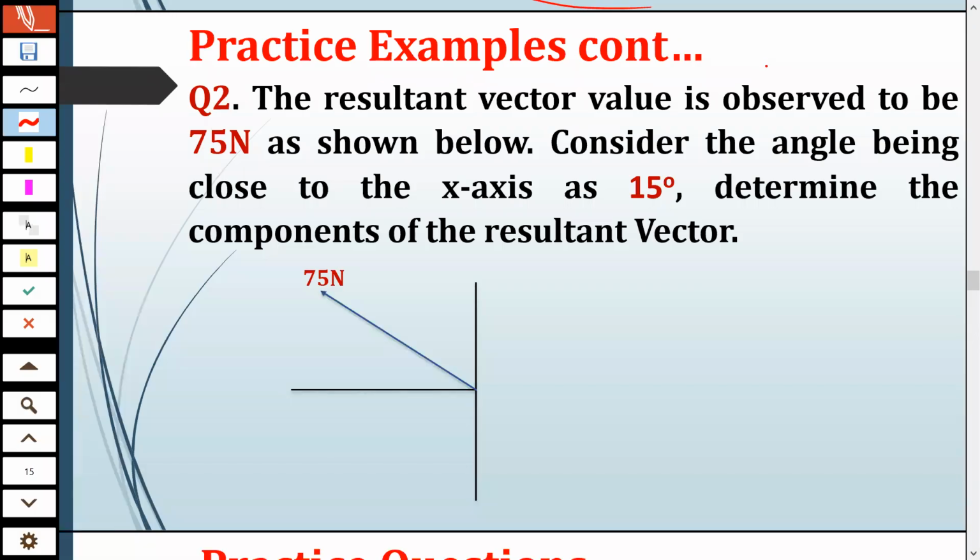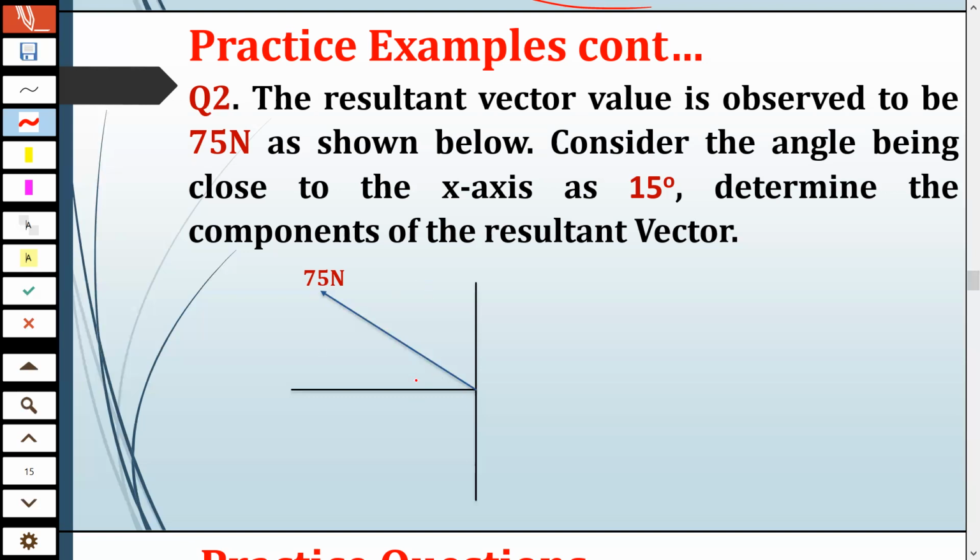Okay, so we have this other example, which says the resultant vector value is observed to be 75 newtons as shown below. Consider the angle being close to the x-axis as 15 degrees. Determine the components of the resultant vector.